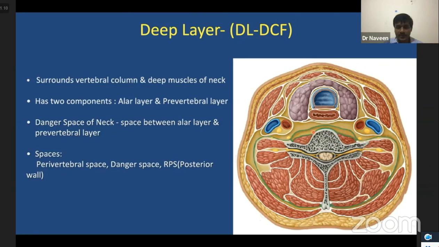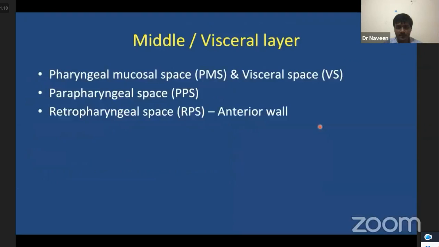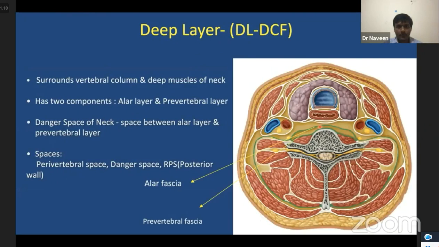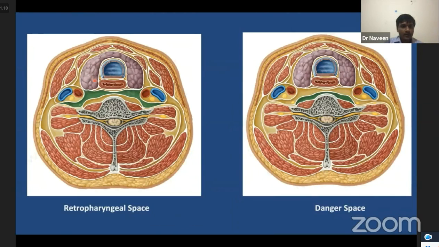The danger space of the neck lies between this alar layer and the prevertebral layer. And the spaces enclosed by deep cervical fascia are the perivertebral space, which is further divided into prevertebral and paraspinal space, and the danger space, and it also forms the posterior wall of the retropharyngeal space. This is the retropharyngeal space, which is seen between the buccopharyngeal fascia and the alar fascia. This is the danger space, which is seen between the alar fascia and the prevertebral fascia.